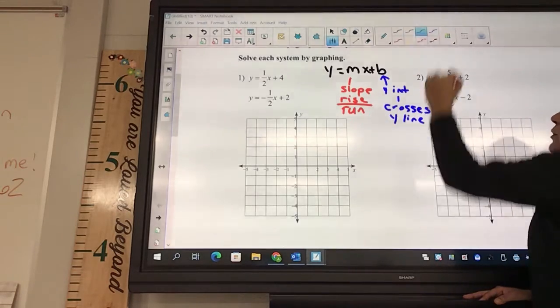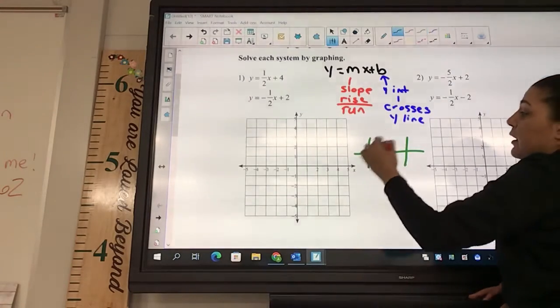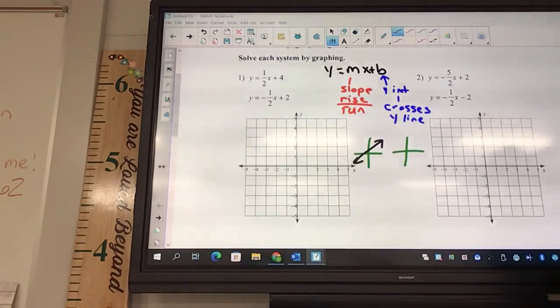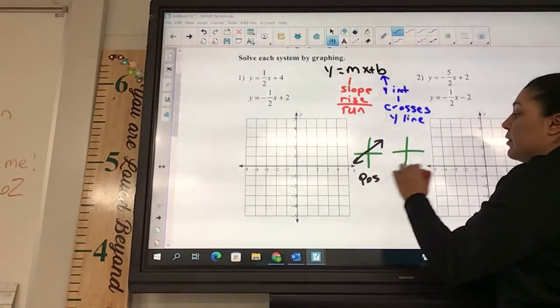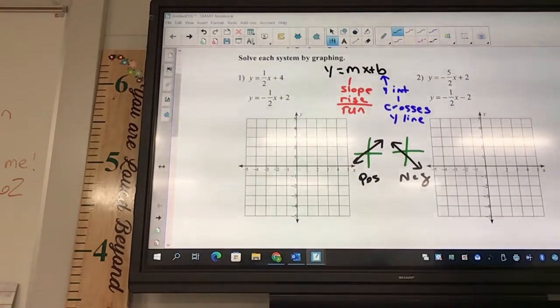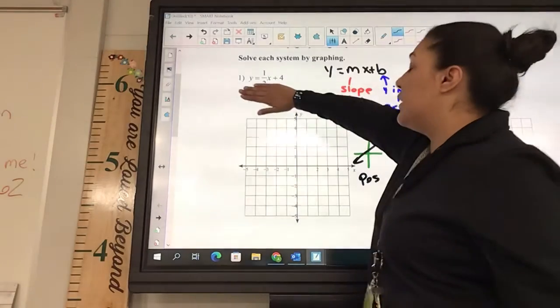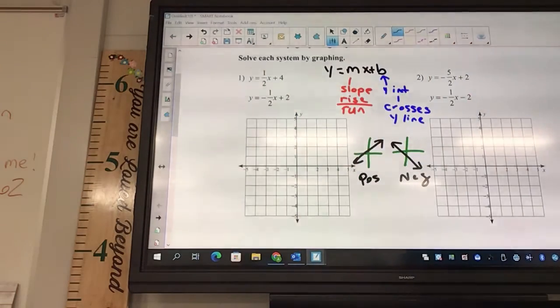Then I'm going to put two other things up here so you can make sure that you know the difference. Is that a positive slope or a negative slope? Positive. So pay attention today, and that one is obviously then negative. We've already graphed one of these before, so now today it's just a matter of graphing two of them.